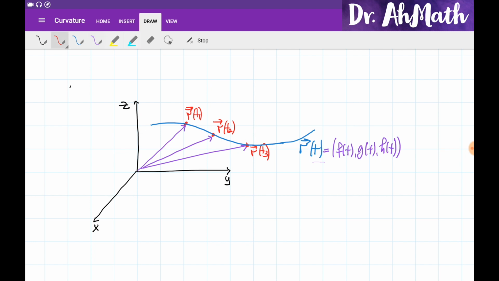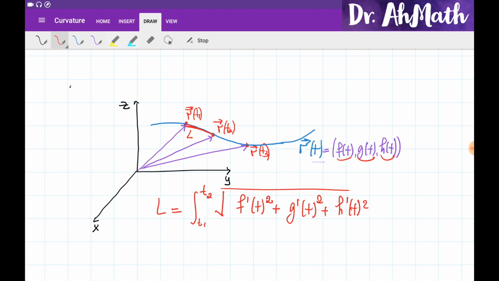So what we're interested in is to find the length of this curve between the t values t1 and t2. So if we look at this curve as a parametric curve, we can find the length of this curve between t1 and t2 by taking the square root of the derivative of the first component, right? It's going to be the derivative of f squared plus the derivative of the second component squared plus the derivative of the third component squared. And we need to integrate this with respect to t.